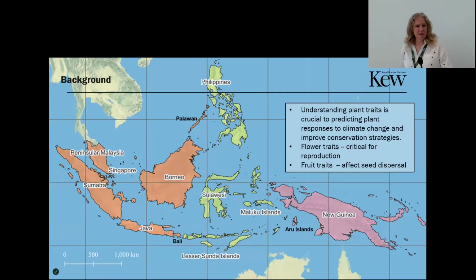So this is our study area, the Malaysian archipelago. The climate varies in terms of precipitation seasonality, and the islands vary in how mountainous and how isolated they are. So I'm going to talk about a couple of studies we've undertaken. The first looks at fruit traits, the influence of fruit size on the Malaysian island flora, and the second looks at flower traits alongside climate and island variations.